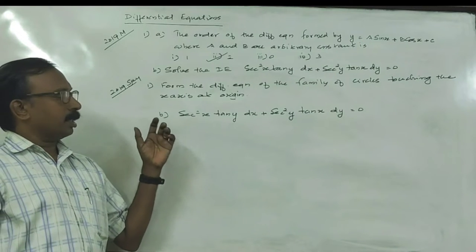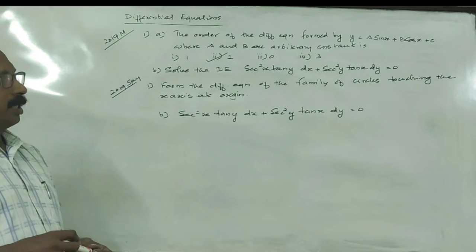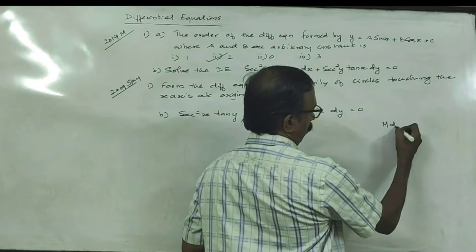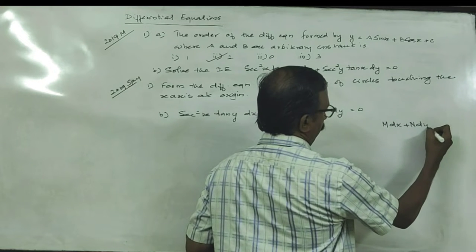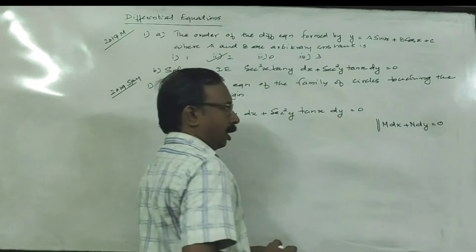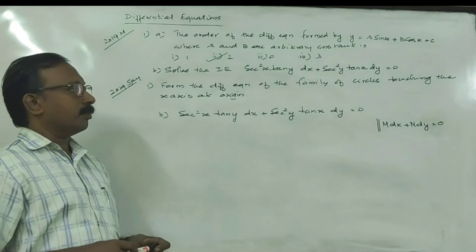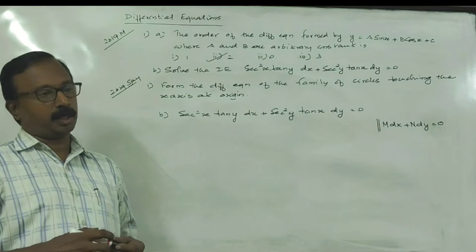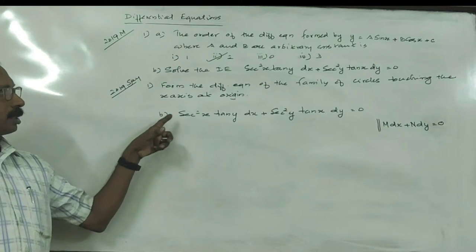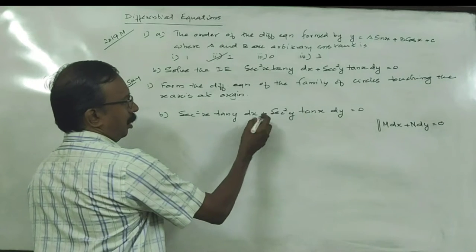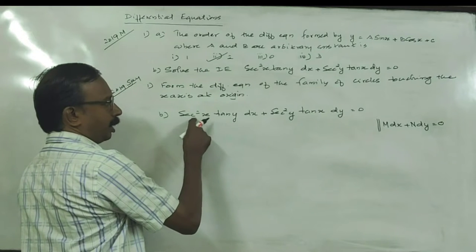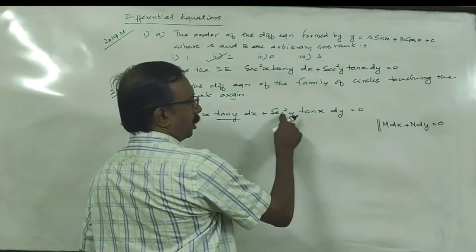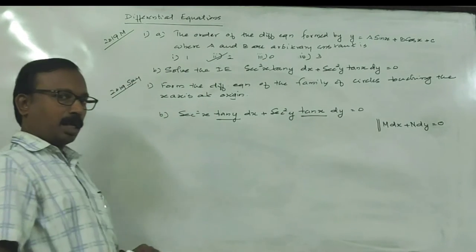To make this differential equation into variable separable: the variable separable means a differential equation is of the form M dx plus N dy is equal to 0. That is, coefficient of dx is a function of x and coefficient of dy is a function of y, isn't it? Therefore, coefficient of dx should be a function of x, so we have to remove tan y. Coefficient of dy is a function of y, so we have to eliminate tan x.